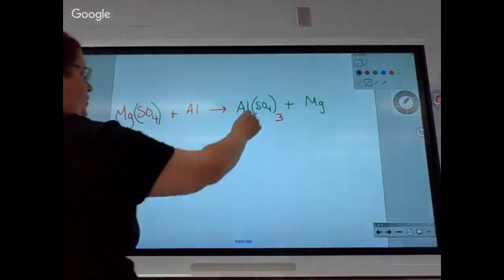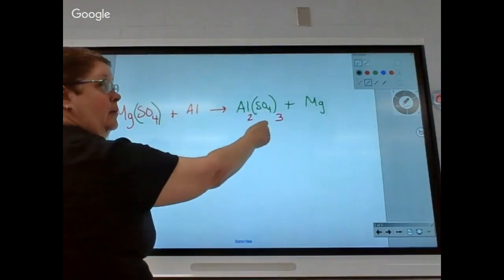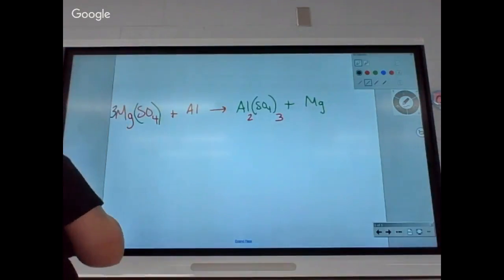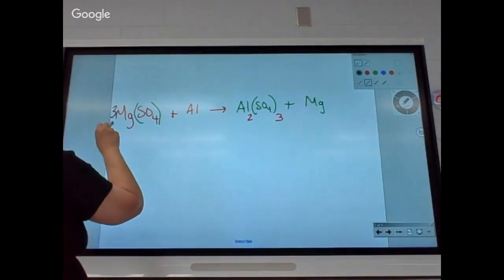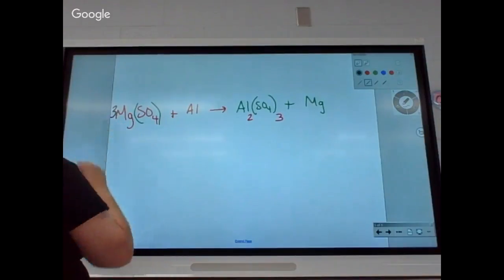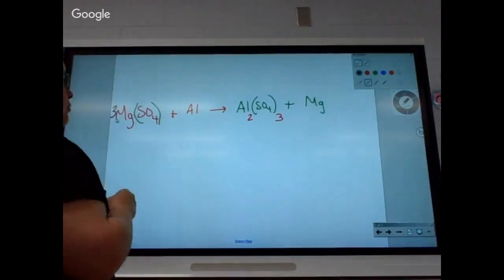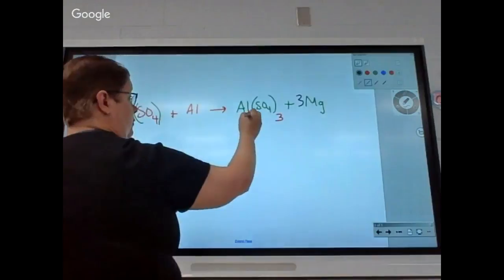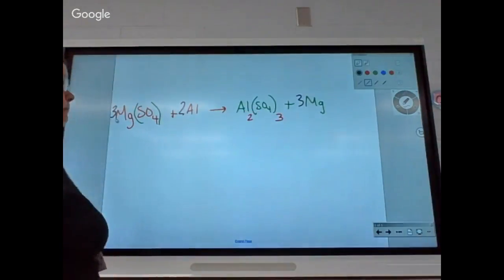Okay. How many sulfates? 3. How many sulfates on the other side? 1. We're going to put a 3. How many magnesiums did you make? 1. What did you put right there? A 3. So you made 3. Once you put that 3 there, you have to count it. So what are you going to put here? 3. And how many aluminums is that? 2. So you're going to put a 2 here. Yep.